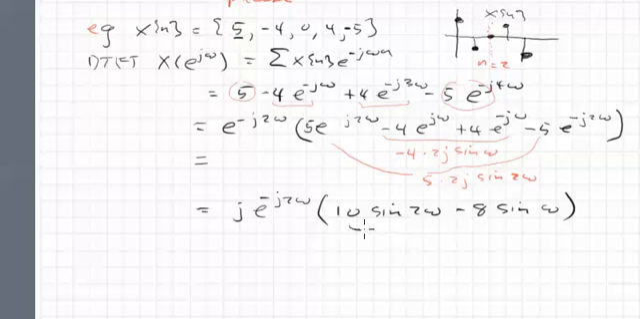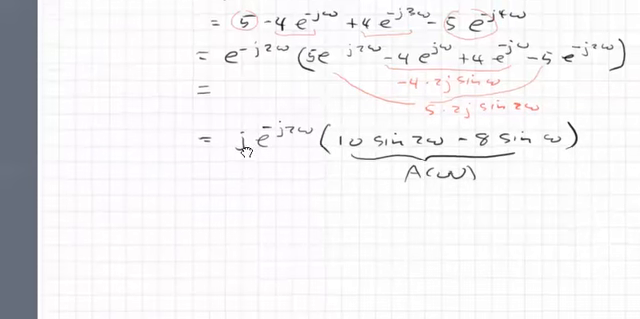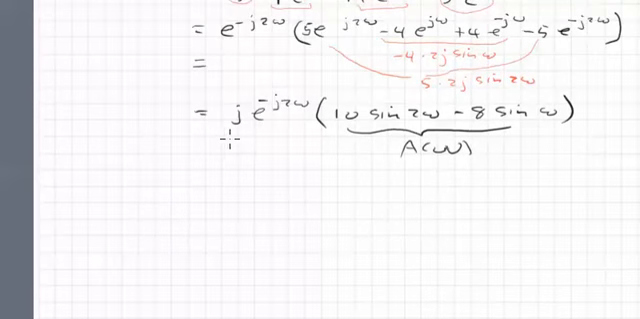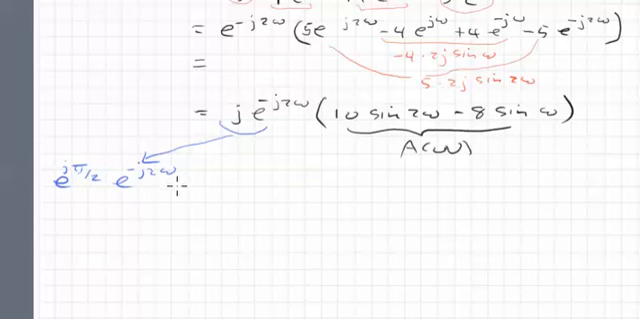Here we have a purely real function of omega. This is the amplitude part. And this part, we can even simplify. Remember, j is equal to e to the j pi over 2. So this part, let's go over here and do it over here. We've got e to the j pi over 2, that's this j, and e to the minus j 2 omega, and that's equal to e to the j pi over 2 minus 2 omega.